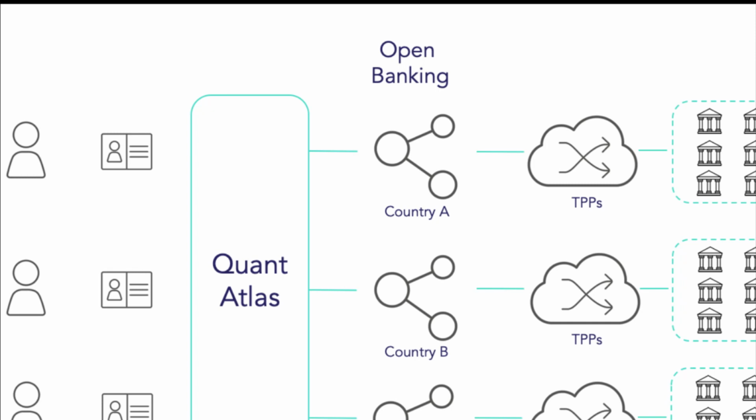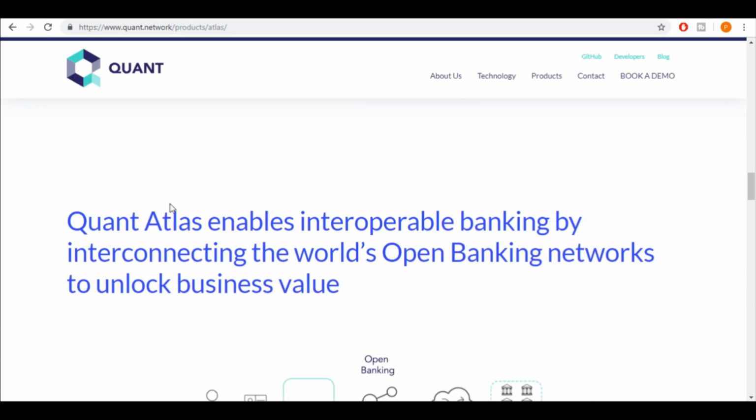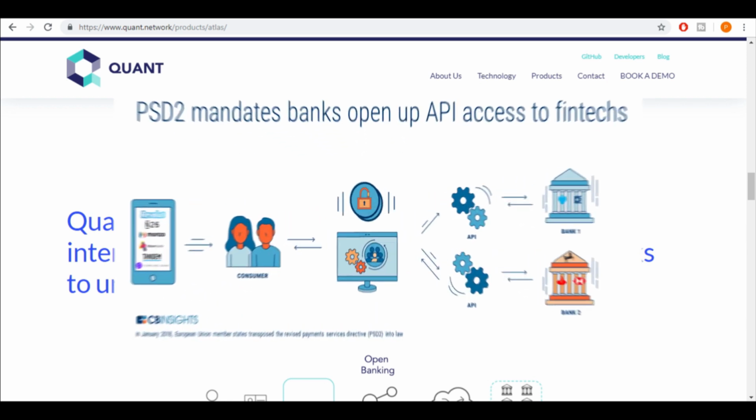My name is Philip and today we are here to talk about Quant Atlas. Quant Atlas is a network started by the Quant network team. This is to provide interoperable banking by interconnecting the world's open banking networks. And open banking is the UK form of the PSD2 in the EU.